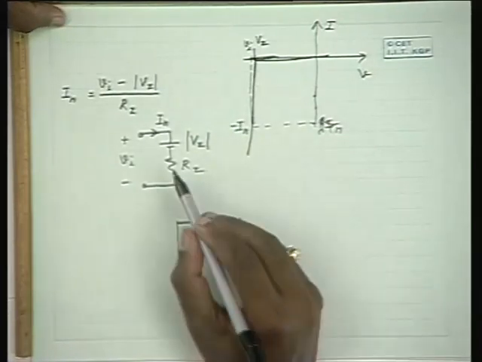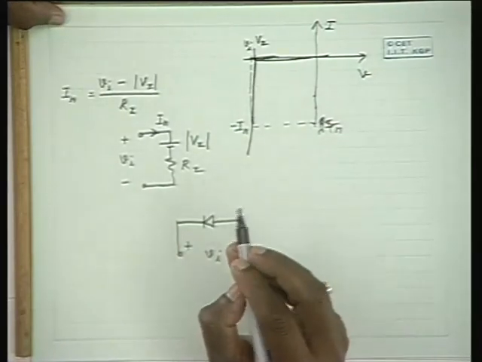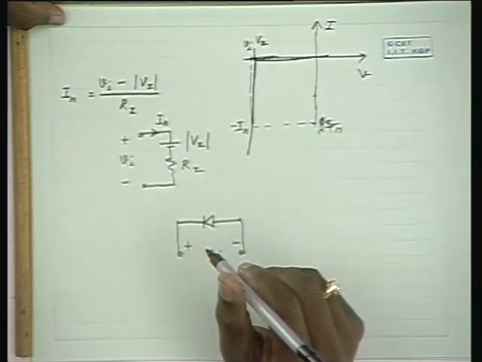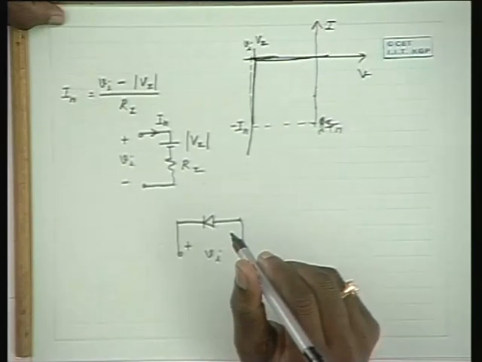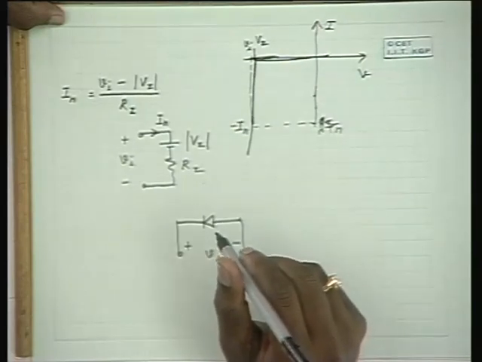Okay. What is the value of Rz here? What is the order of magnitude? It is very small. It may be a tenth of an ohm or a fraction of an ohm.